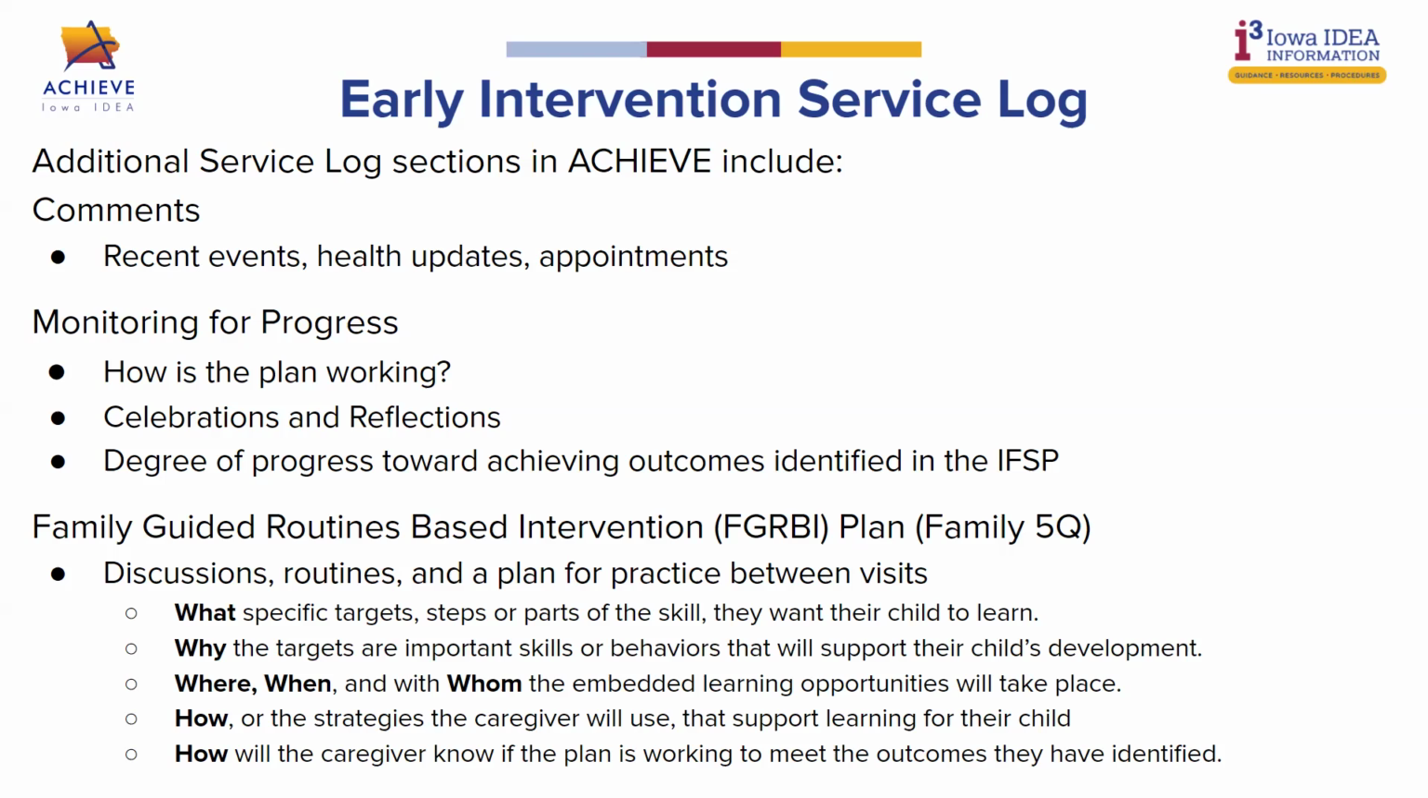The providers and families use the Family 5Q to determine what the family or caregiver wants to work on, who will do what during routines, how to organize the environment, how, when, and where strategies will be used, and how will the family or caregiver know the plan is working.